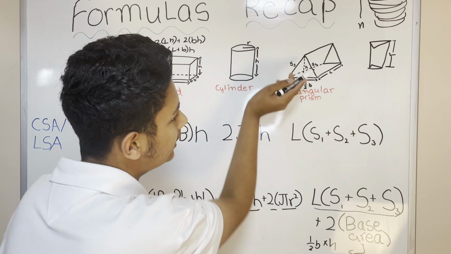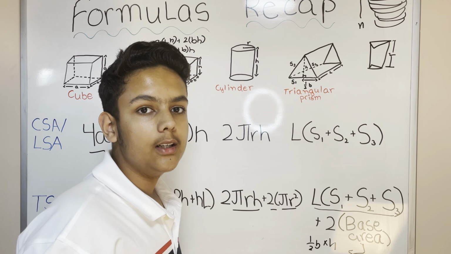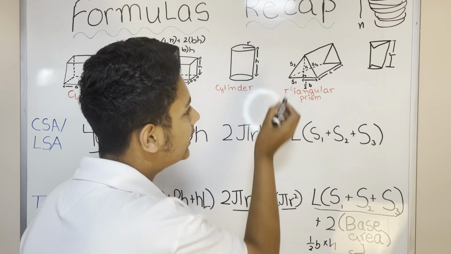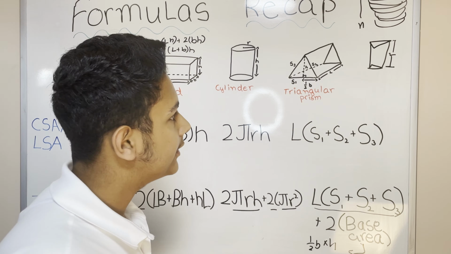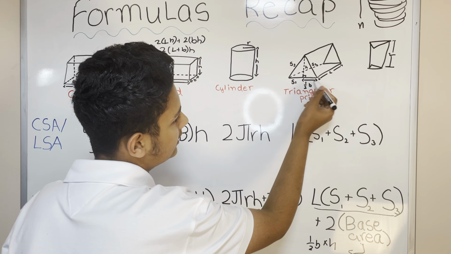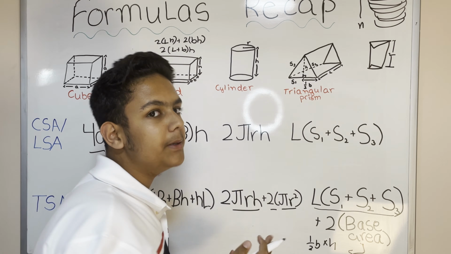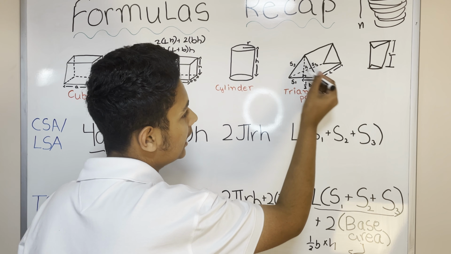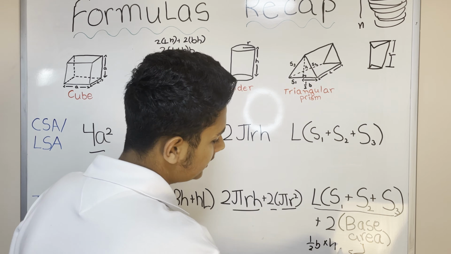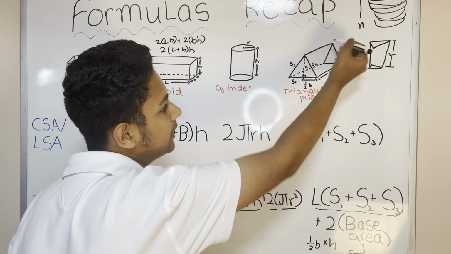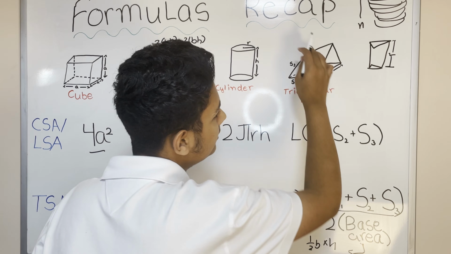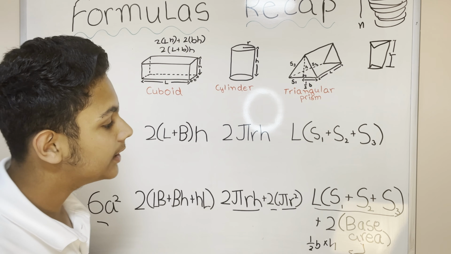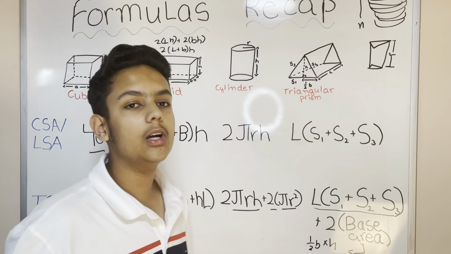A lot of people just take this, but this is the slant height, this is the hypotenuse. We take the base and this height, so we multiply 1/2 by the base, just half of it, divided by 2, and we get this times the height, which is our base area, the first triangle in the front. Now we multiply this by 2 to get the triangle at the back, and then we add it with all the lateral surface area to get our total surface area for a triangular prism.